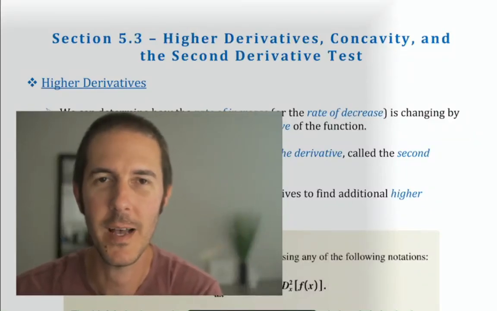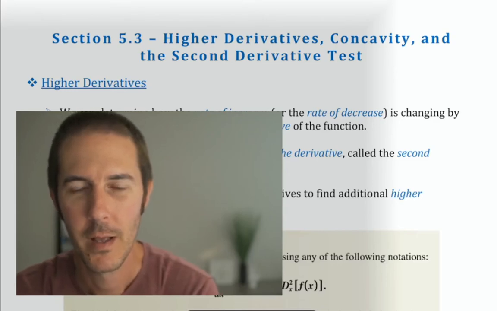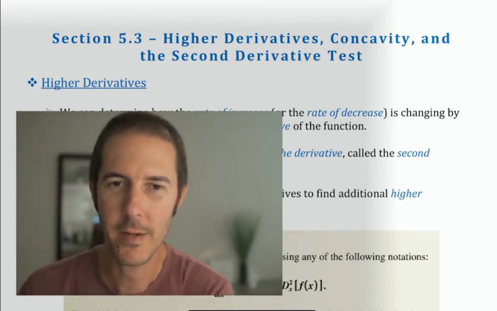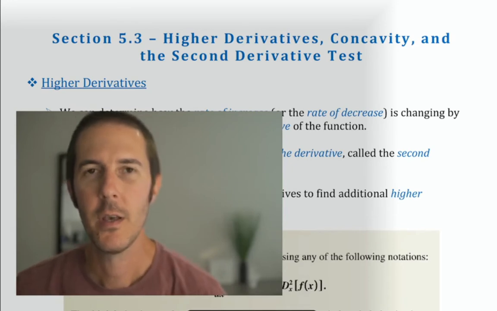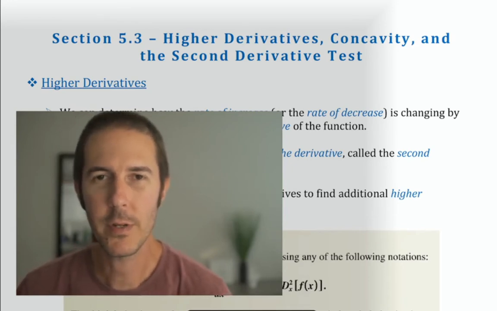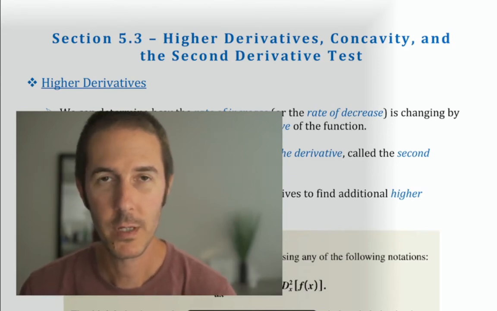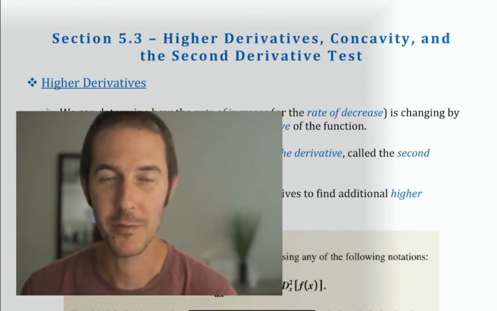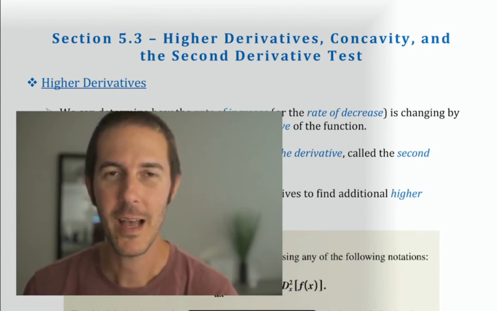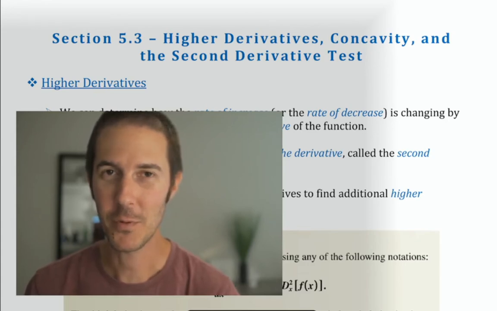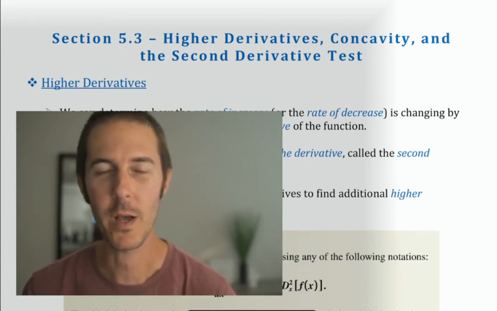We are in chapter 5, section 3, where we're going to talk about higher derivatives, concavity, and the second derivative test. Higher derivatives are simply, well, so far we've been taking derivatives. And the very first derivative that we take is called the first derivative. Higher derivatives will be the second derivative, third derivative, and so on. How do you take the second derivative? You're going to take the derivative of the derivative. And the third derivative would be the derivative of the derivative, and so on.